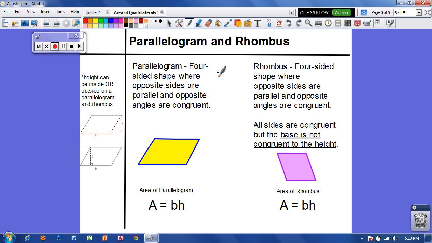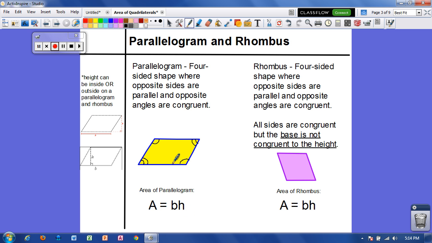A parallelogram is a four-sided shape where opposite sides are parallel, so top and bottom are parallel, left and right are parallel, and opposite angles are congruent. So this angle would be congruent to this angle because it's the opposite, and this angle would be congruent to this angle because they are opposites. To find the area of a parallelogram, it's the exact same formula. Area equals base times height.